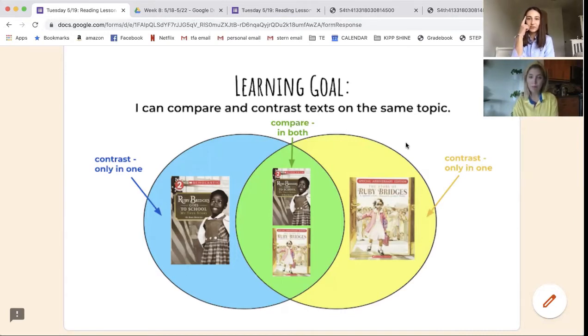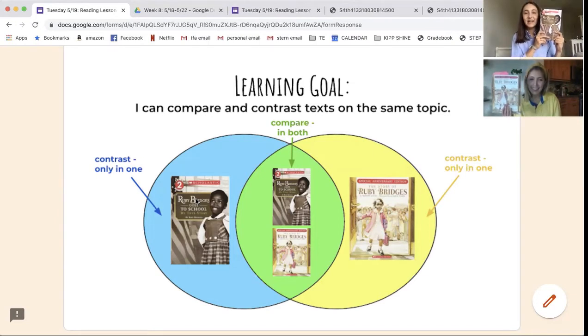Okay, let's think about words we could annotate. What's important? The words compare and contrast really pop out at me. Yeah, those are some words we don't see in every learning goal. Okay, and then also at the end, the same topic. So it's the same ideas, kind of. And that makes sense because we've been reading 2 Ruby Bridges books, and those are on the same topic of Ruby Bridges.